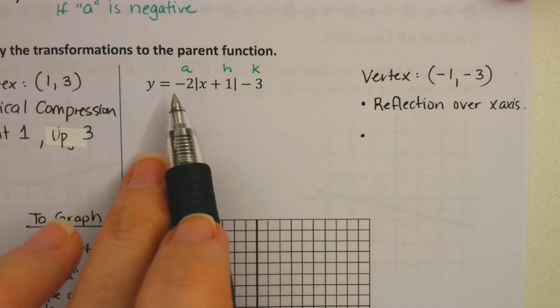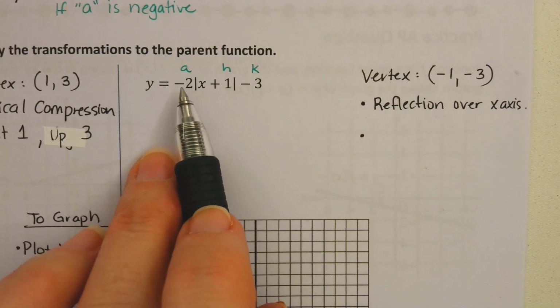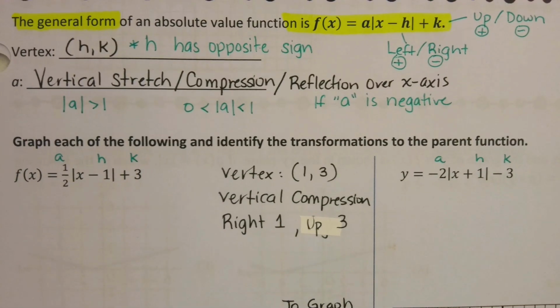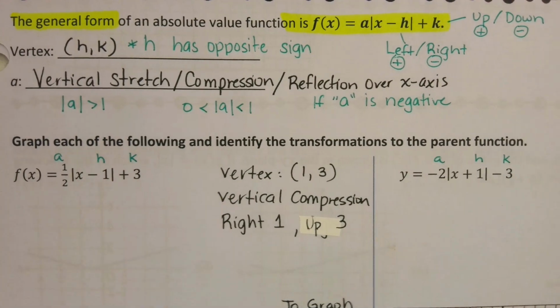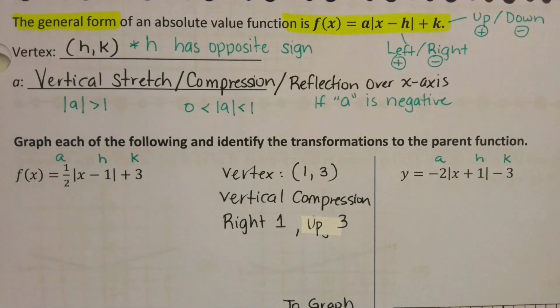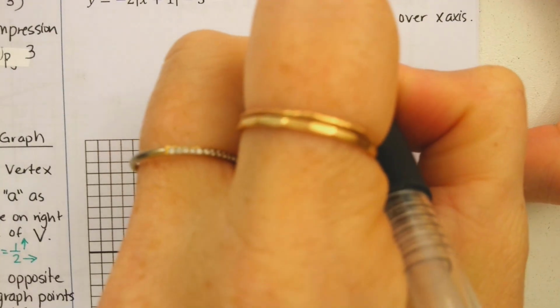Okay. Based on just the 2, though, the absolute value, so it would make it just a 2. What's going to happen to it based on just the 2? Vertical stretch, which causes it actually to get narrower. If you stretch out a V shape, it gets narrower. Vertical stretch.